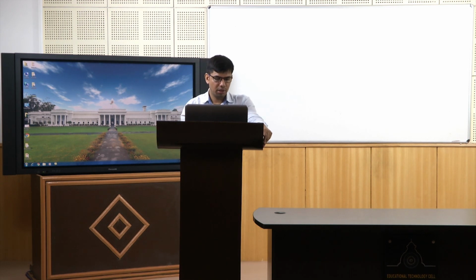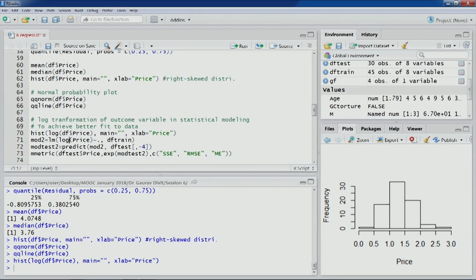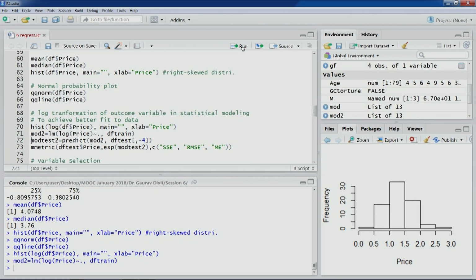So let's see this. We are again going to run one more model, on the log transformed value. You can see in the lm function we have log, and we are taking log of price. The model is being run on log of price and the set of predictors on the training partition. Let's execute this, so we get the model, and now let's also score the test partition using this model.